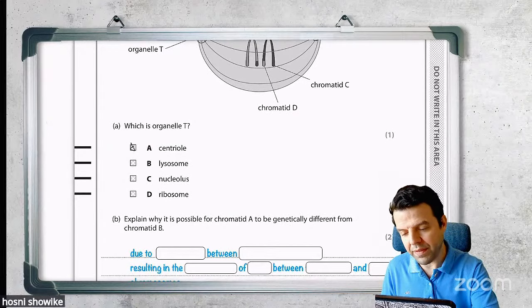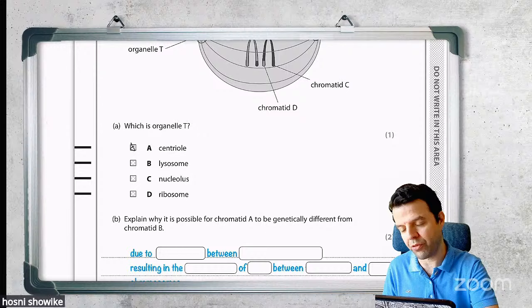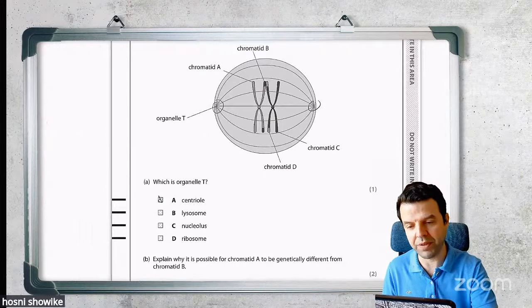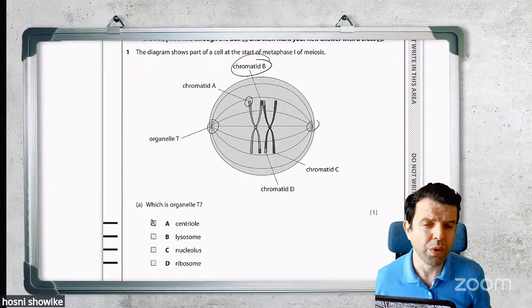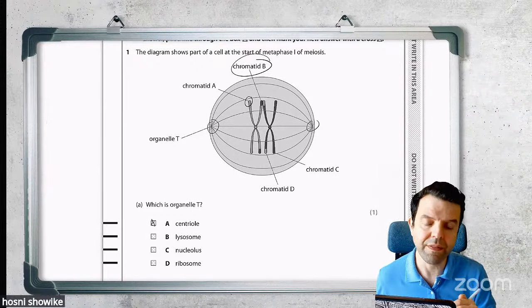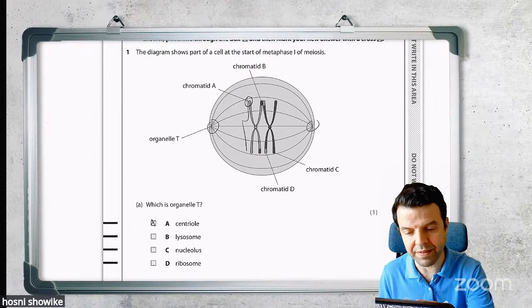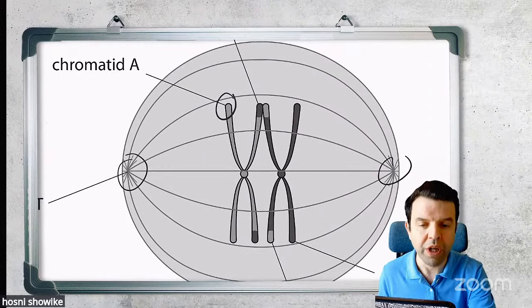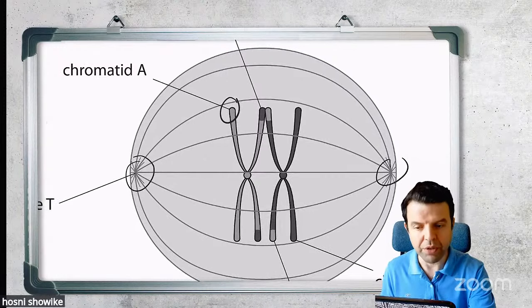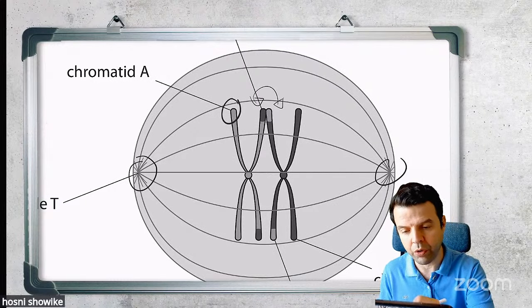Next, why is it possible for chromatid A to be genetically different from chromatid B? So look at chromatid A, which is this one here, and chromatid B. What's the difference? A is non-recombinant, meaning it's staying as it is. You notice A here on the left? There was no crossing over or recombination of alleles happening. But on the other hand, B is actually going through that with another chromosome.